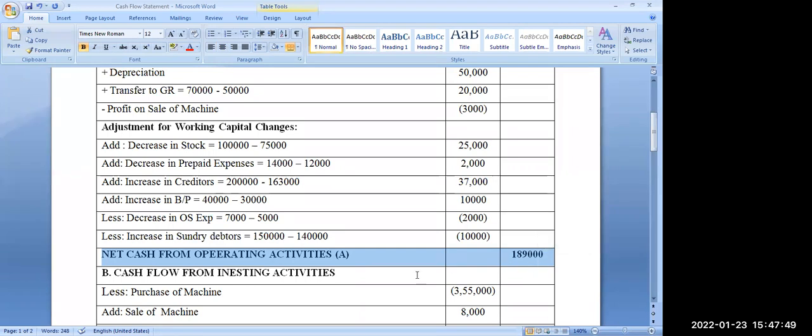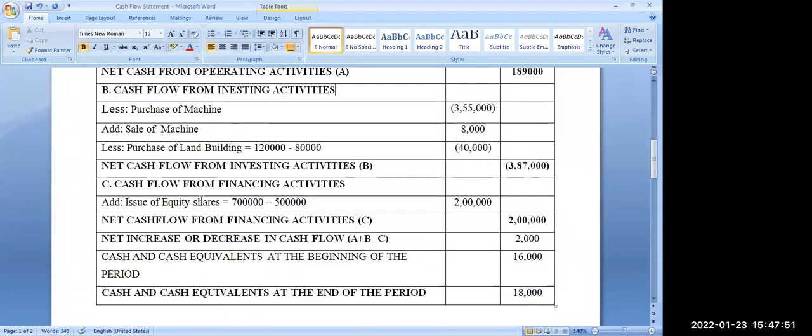Of course, sometimes you may be generating cash from sale of securities. If you're a new company, cash flow from financing activity may be more. That means you are expanding. That's the meaning. So this is what the cash flow statement is. Any doubt in this cash flow statement?